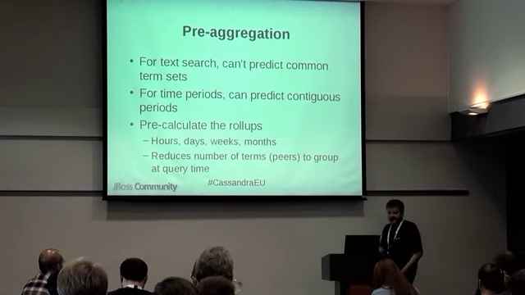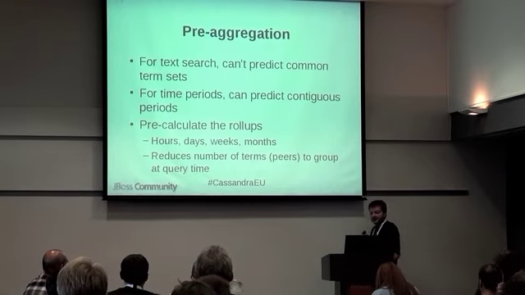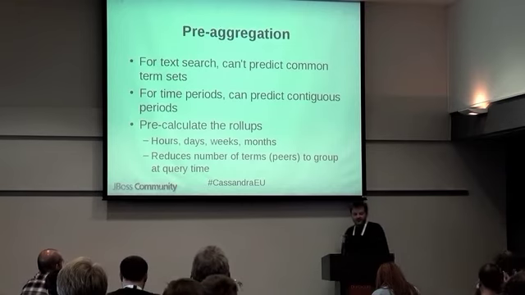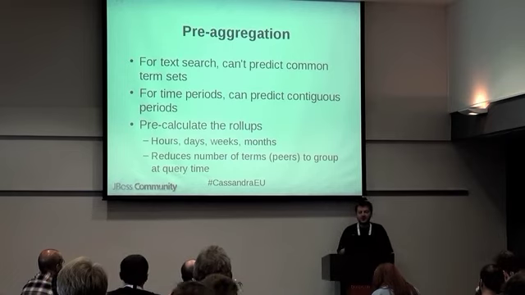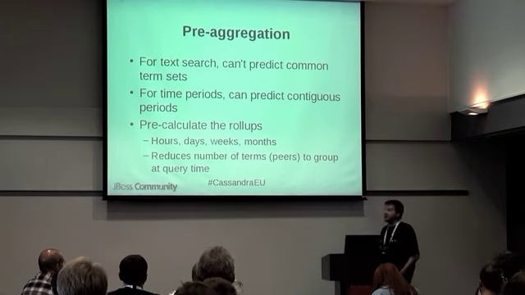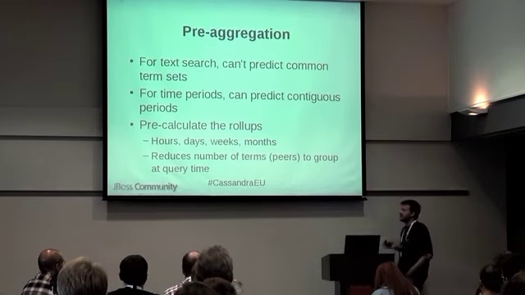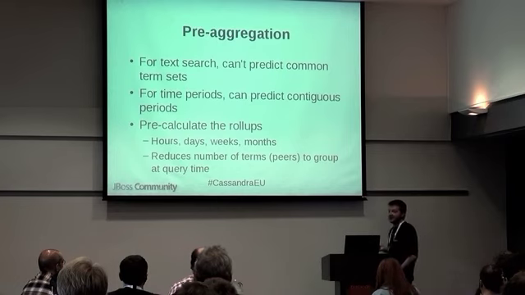Okay, what have we got next? Pre-aggregation, right. So I showed graphs of the performance scaling as a function of the number of peers. One of the things you can obviously try and do is reduce the number of peers you've got, and that means using denormalization to pre-calculate the aggregates. It's hard to do for text search because it's very difficult to predict which terms are going to be queried together. There's a handful of cases where you can do it.